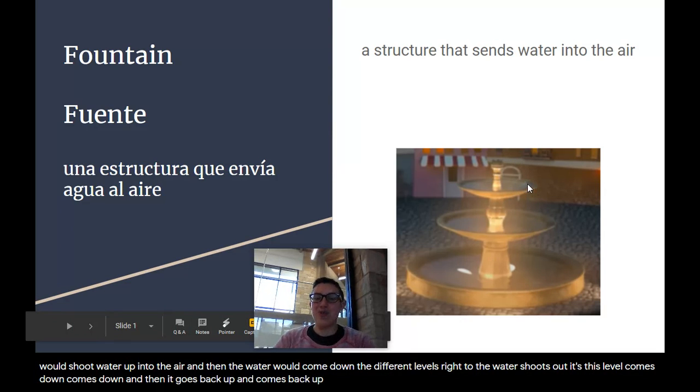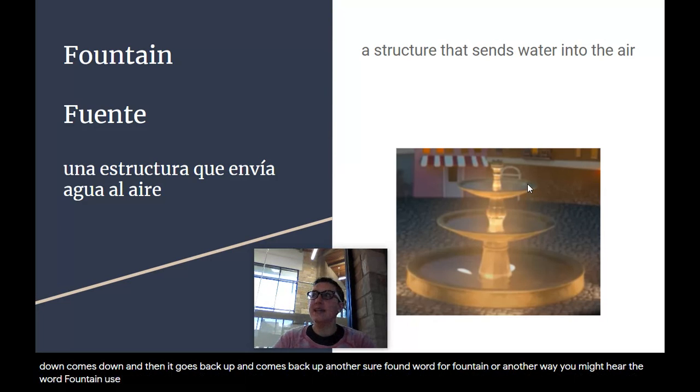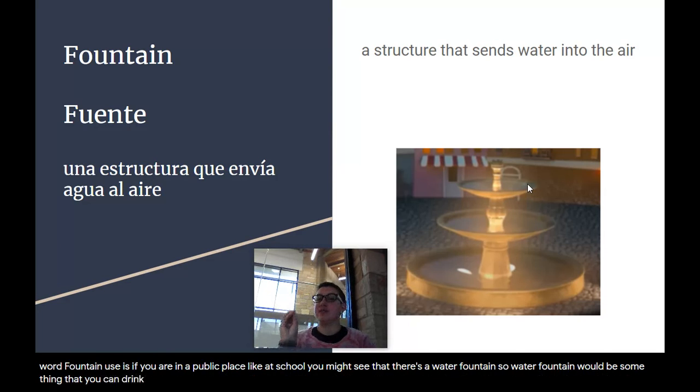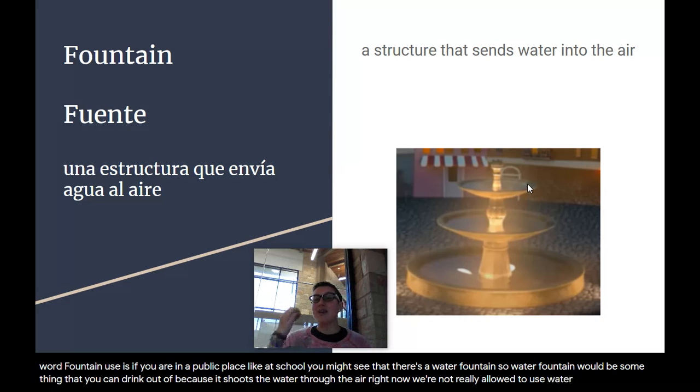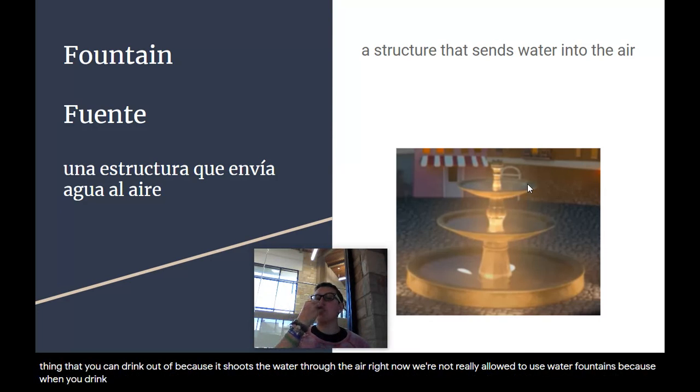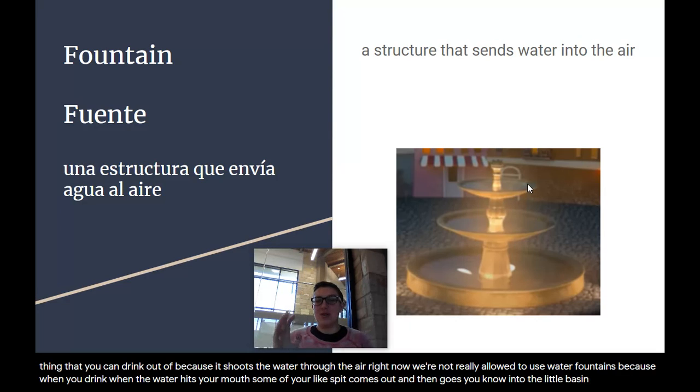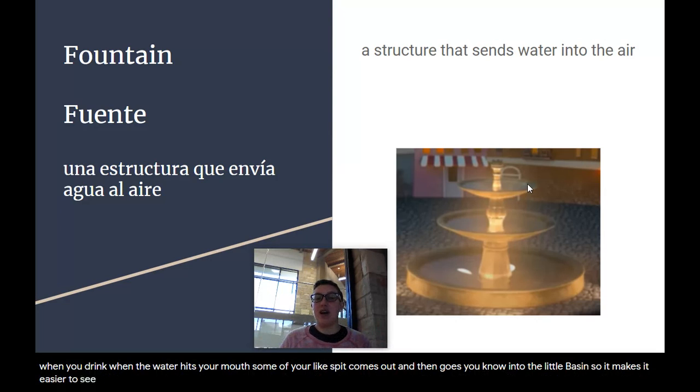Another way you might hear the word fountain used is if you are in a public place like at school, you might see that there's a water fountain. A water fountain is something that you can drink out of because it shoots the water through the air. Right now, we're not really allowed to use water fountains because when the water hits your mouth, some of your spit comes out and goes into the little basin. So it makes it easier to spread diseases. That's why we're not using them right now.